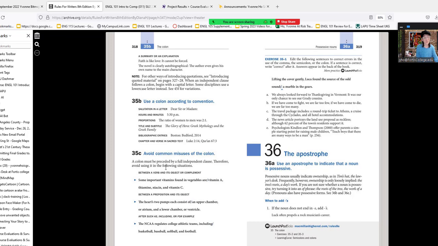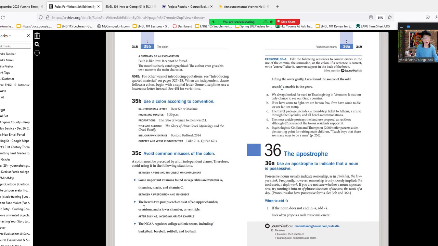A colon must be preceded by a full independent clause. Therefore, avoid using it in the following situations: between a verb and its object or complement. Some important vitamins found in vegetables are, and this is a very common mistake, by the way. So you would say, are the following. Then it's correct. When you say some important, whatever it is, and you would say are, and always write the following, that's okay. But if you just stick in are, then you don't use the colon because it's not a complete sentence. So do not use a colon between a preposition and its object.